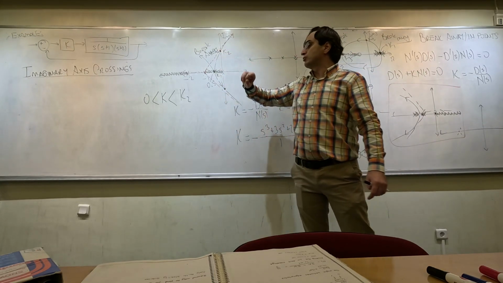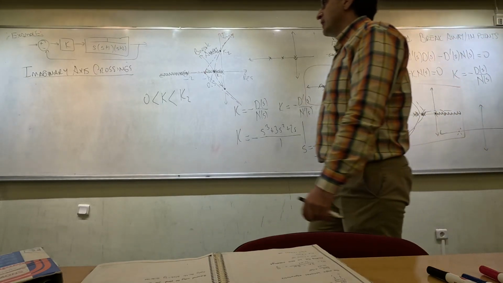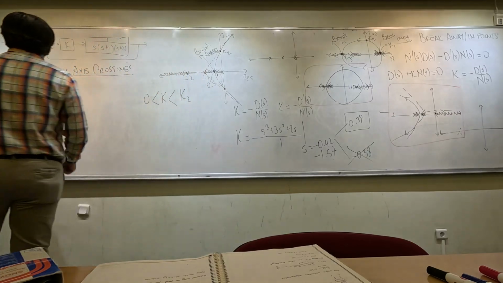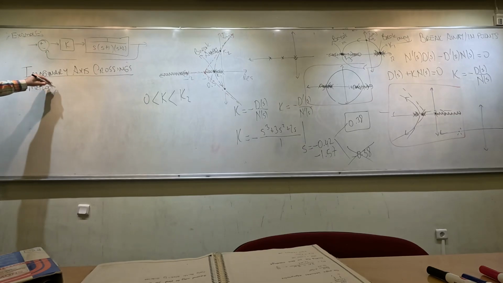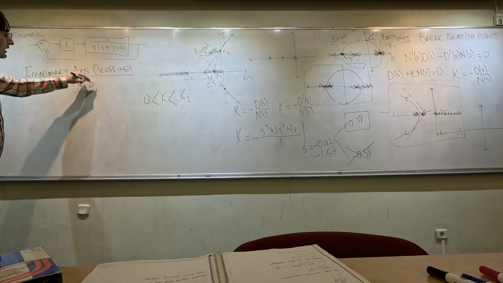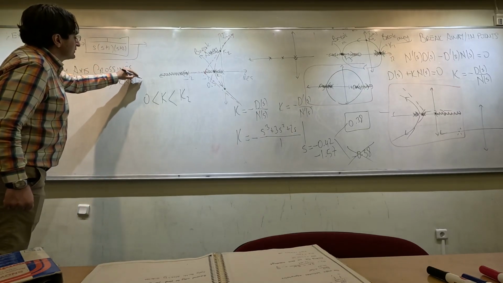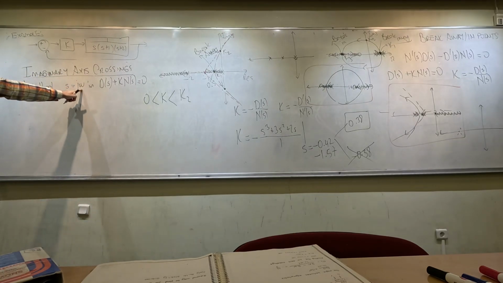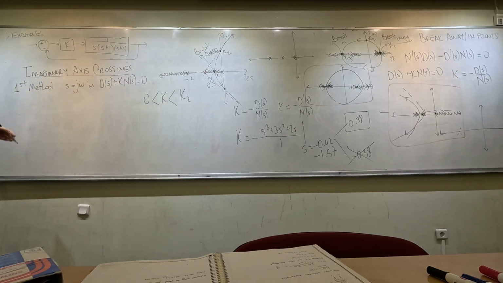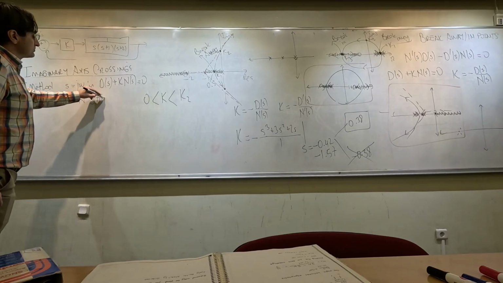At this point, the closed loop system is still unstable, and we would like to be able to find those points. There are two methods, as I told you. The first method is the substitution of s equals j omega in d of s plus k n of s equals 0. We are going to do this substitution and solve for omega and k. This is the first method. The second method is going to be the Routh-Hurwitz stability criterion.